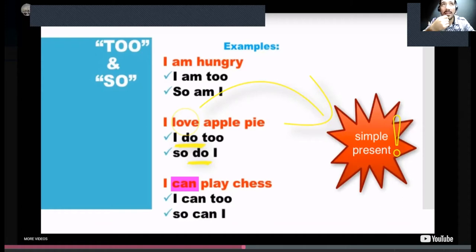¿Qué fue lo que dijo Jessica? The too and so is for a short answer. A short answer. Perfecto, Janet. Thank you. Okay, what else? ¿Qué más?